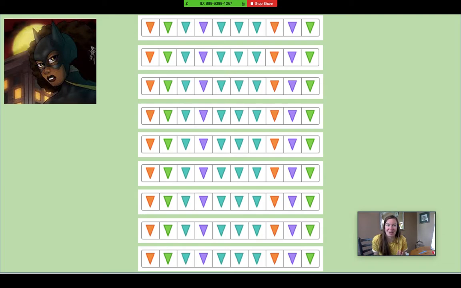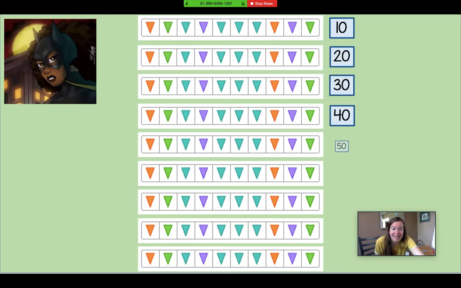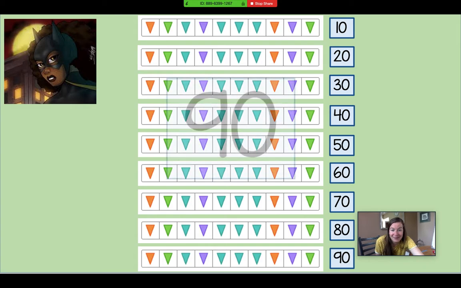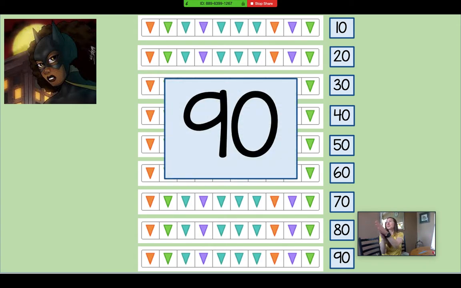All right, pause if you want to go back and double check. We're going to keep going. If you see this has 1, 2, 3, 4, 5, 6, 7, 8, 9, 10 triangles, so I know each row has 10, so I can skip count the rows. So I've got 10, 20, 30, 40, 50, 60, 70, 80, 90. Did you get 90? Great job, Kipsters.